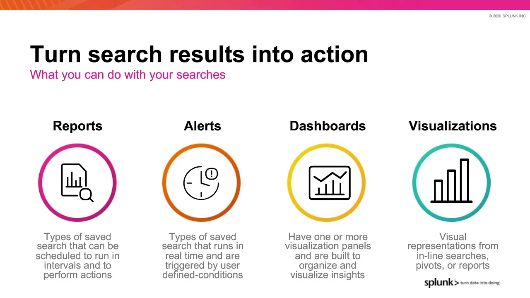An alert is a type of saved search that runs in real time or on a scheduled interval and is triggered when it returns results that meet user-defined conditions. When an alert is triggered, it can initialize one or more alert actions, such as triggering a webhook or outputting the results to a CSV lookup.